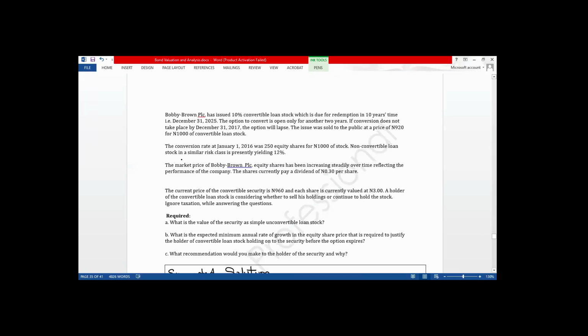Look at paragraph 2. The conversion rate as at 1st January 2016 was 250 equity shares for 1,000 naira of loan stock. That means a loan stock can be converted to 250 shares. That is the conversion rate or conversion ratio. Let's continue.